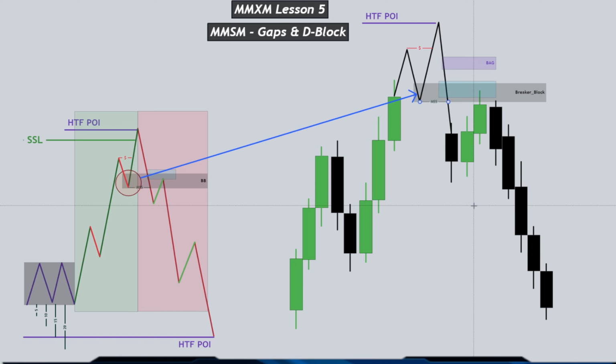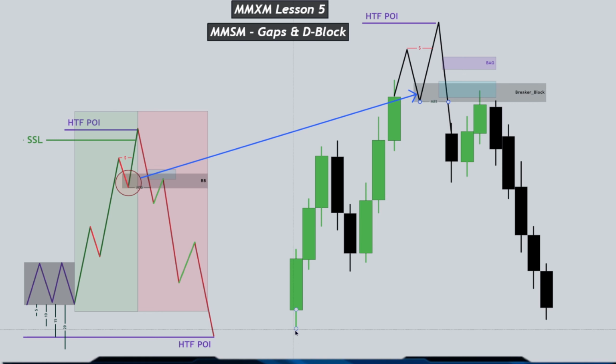So I hope that part is clear. If not, let me rewind it, or let me rephrase it one more time. The first break in market structure is known as market structure shift. It's also a form of break in market structure.